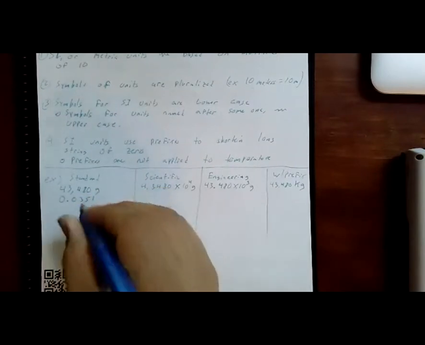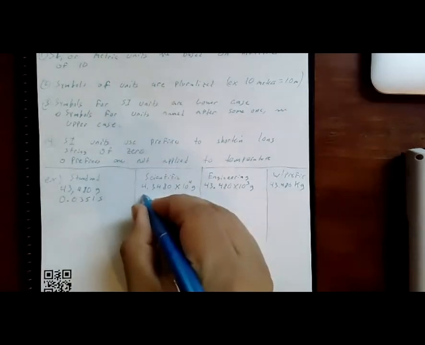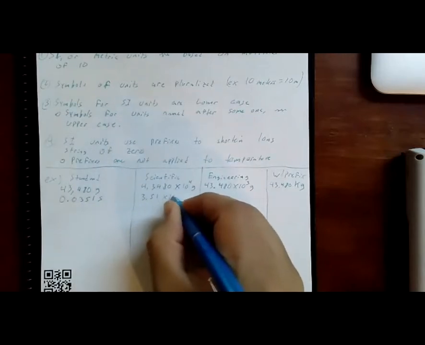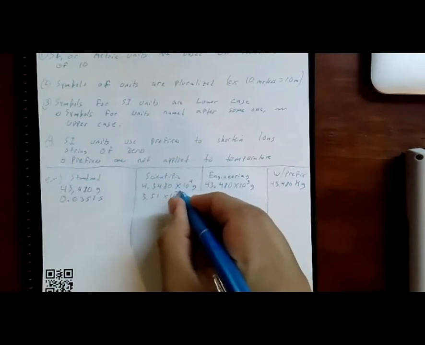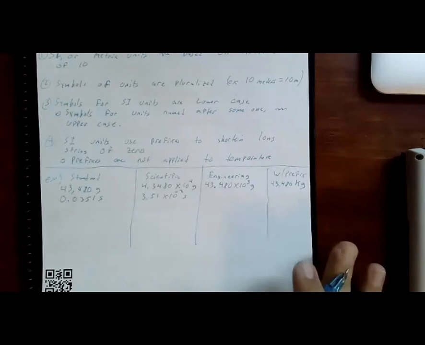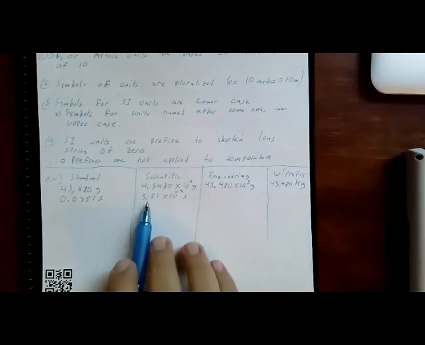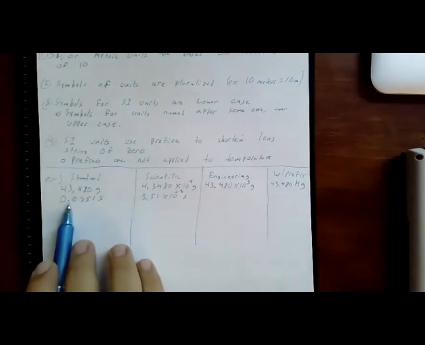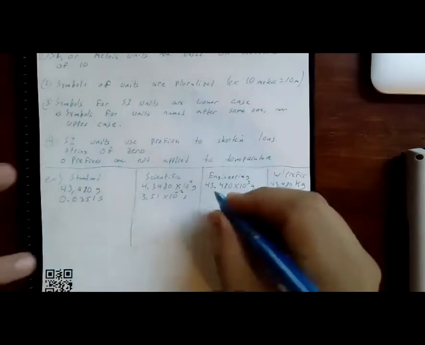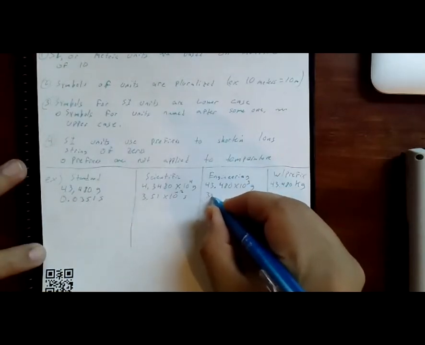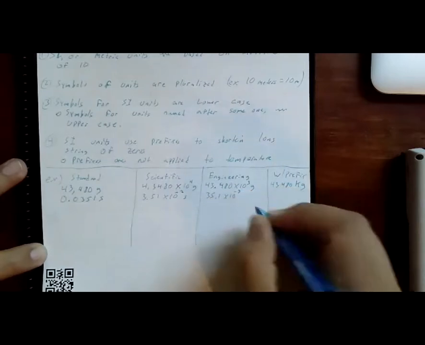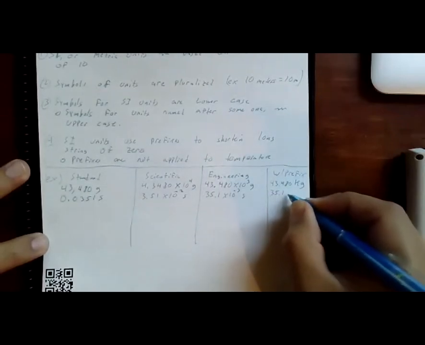0.0351 seconds, right? So it's not a whole second, it's a fraction of a second. So first is do scientific. That would be 3.51 times 10 to the negative 2, right? Seconds. Now, if we want to use engineering, we should move 1, 2, 3 times, right? So this will be 35.1 times 10 to the negative 3 seconds. So now, this is going to be milli, right? Milliseconds. So 35.1 milliseconds.